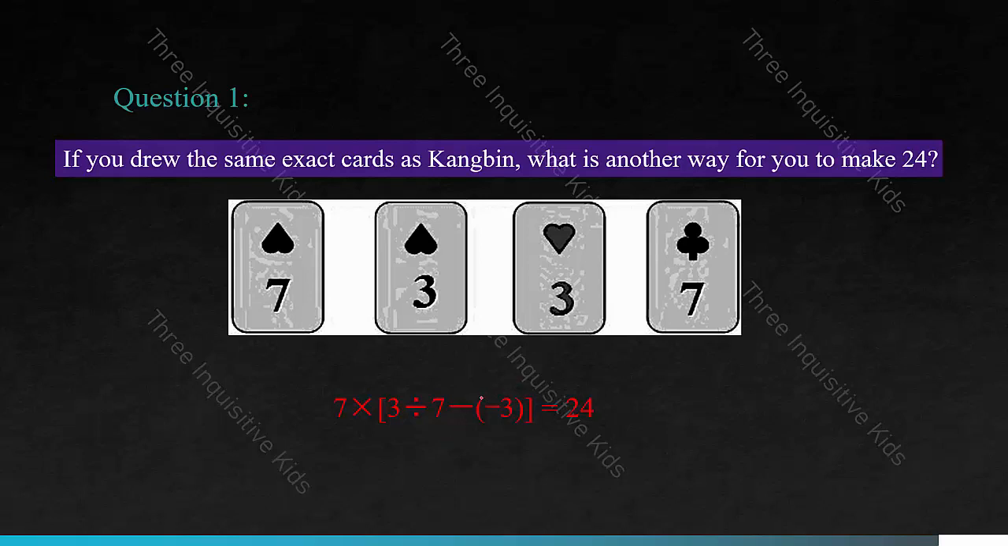So this is the same thing as 7. We're going to use the distributive property of multiplication. 7 times 3 over 7 plus 7 times 3. And this 7 and this 7 cancel each other out. 7 times 3 equals 21. 21 plus 3 equals 24. That's a smart way to make 24.